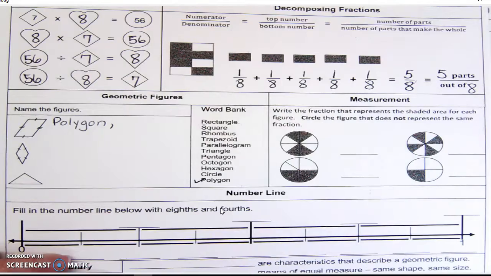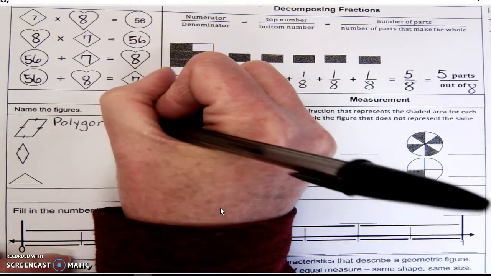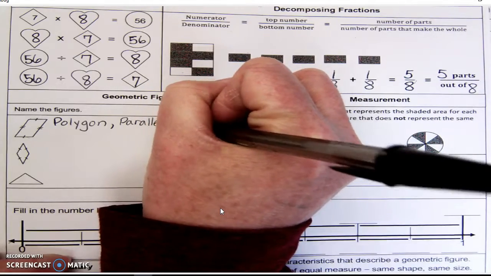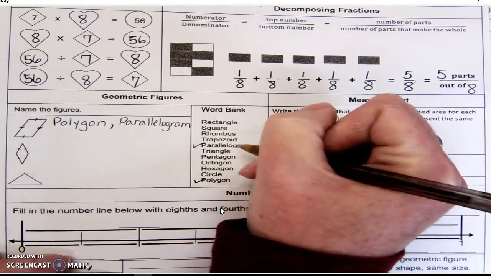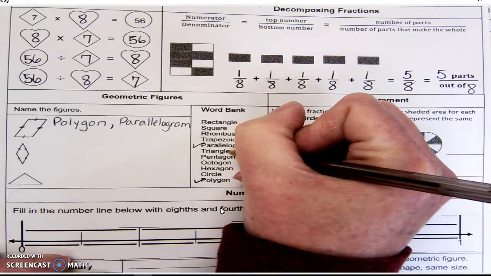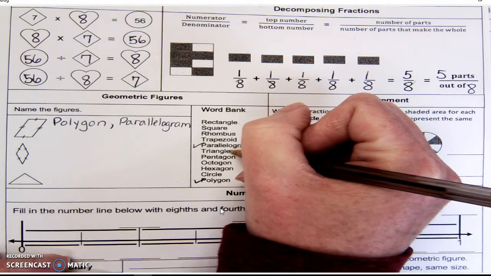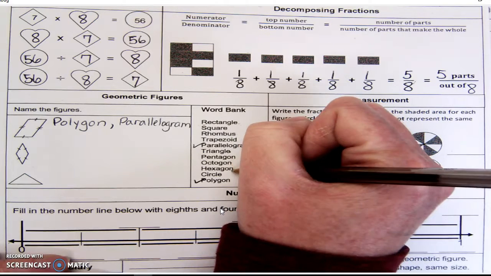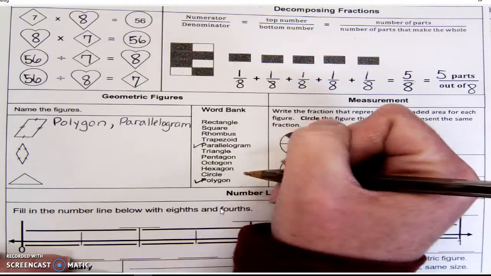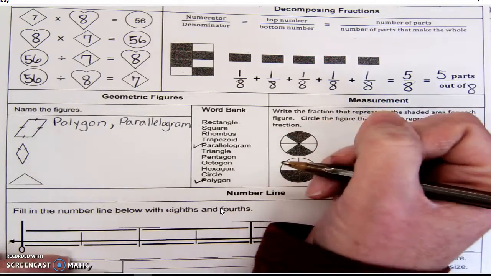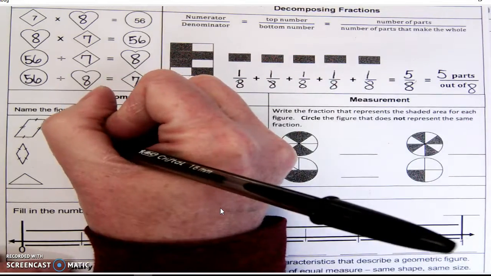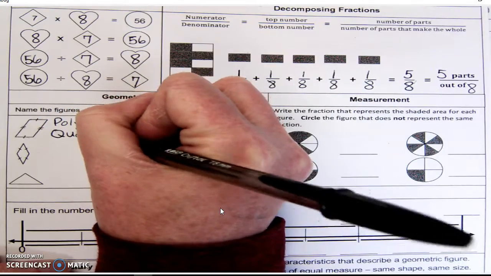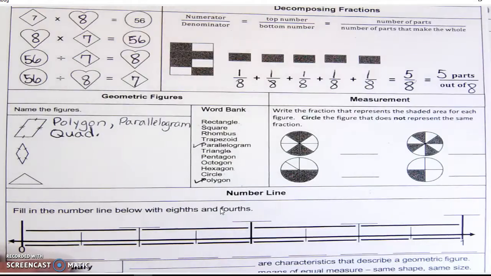the right side are parallel to each other. Parallel, parallel, parallelogram. Not a triangle, because it has 4 sides. Not a pentagon. Pentagon has 5. Octagon has 8 sides. Hexagon has 6. And it's not a round circle. The only other name you might put on here that they didn't put on the word bank is that it is a quadrilateral. Quad. So it has 4 sides.